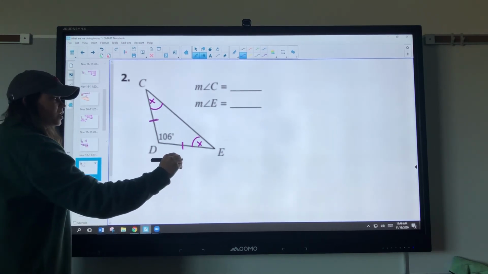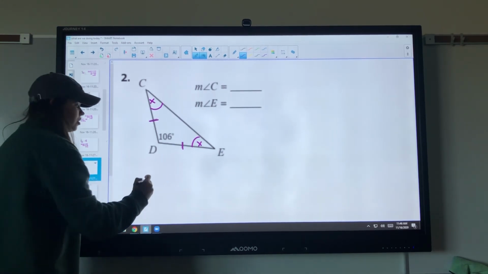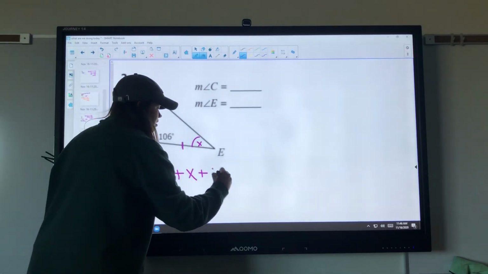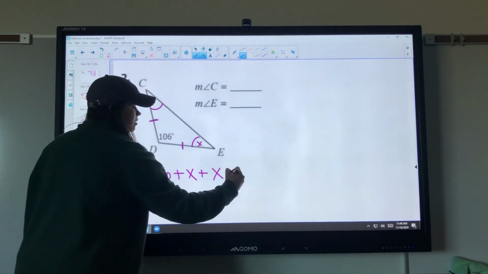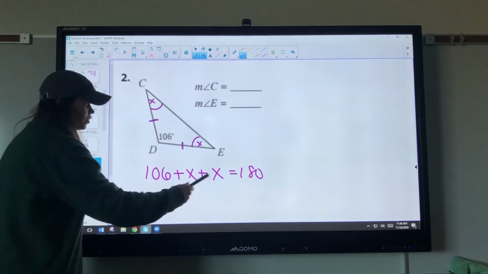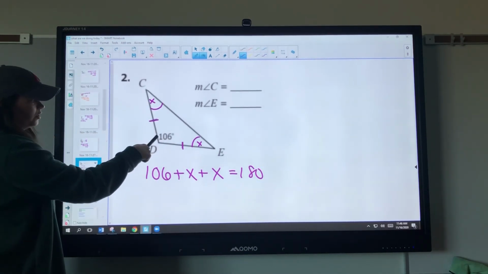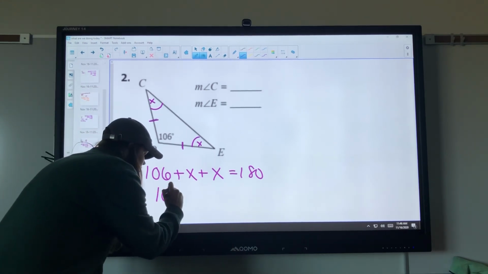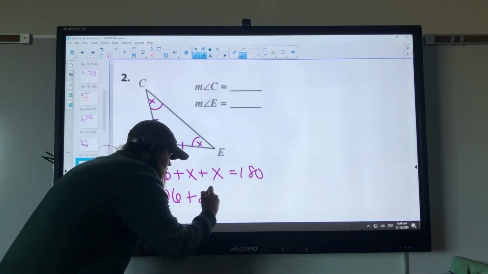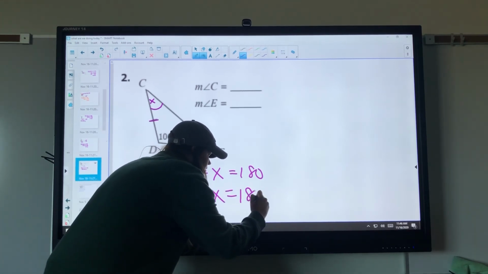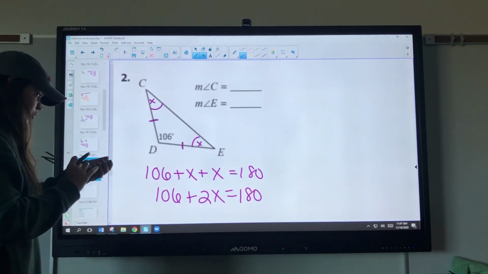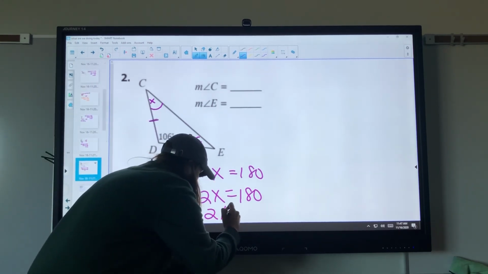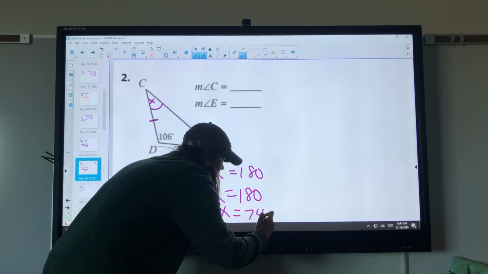So this time when you set up your angle sum theorem, you're only going to have one 106. It's the x that you're going to write twice. All triangles have 3 angles, whether they're unknown or known. So you're just going to have to combine like terms with this one. But x plus x is 2x. So you are subtracting the 106. That's 74, but that's a common error.